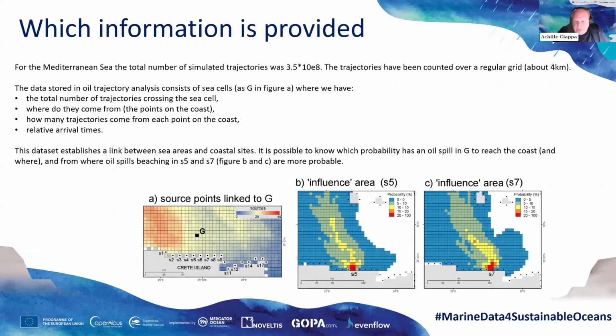In figure B, you can see the influence area of an oil spill that will beach at point S5. So we have a sort of climatological picture of the oil transport for each one of the points of the coast.